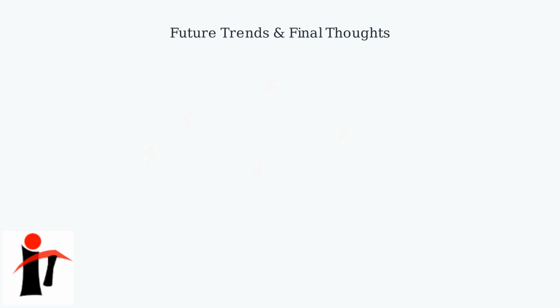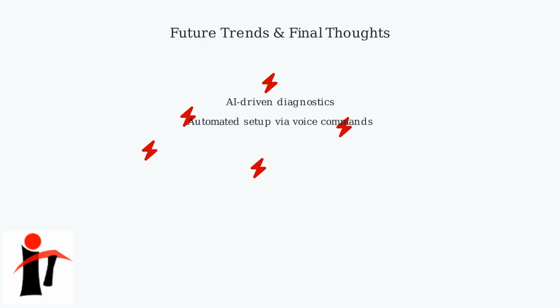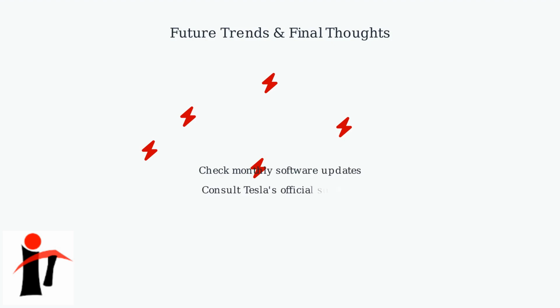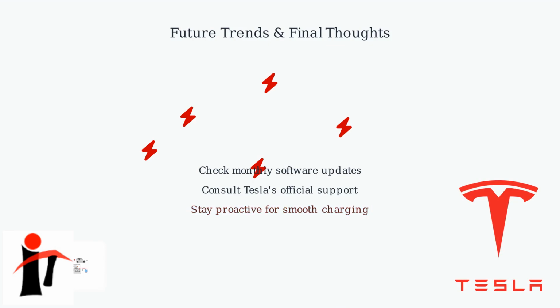The future of home charging involves AI-driven diagnostics and automated setup via voice commands. By 2027, expect more seamless integration. Remember to check for monthly software updates and consult Tesla's official support for the latest solutions. By staying proactive, you can ensure a smooth and cost-effective home charging experience.